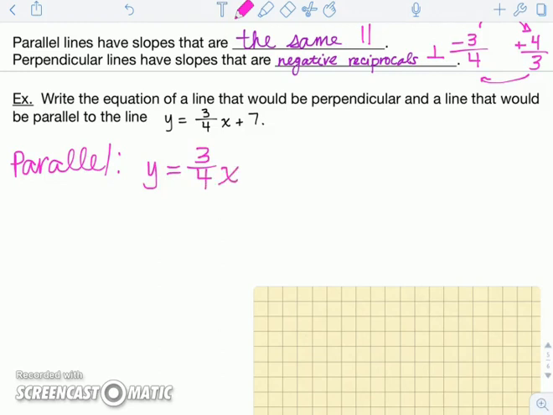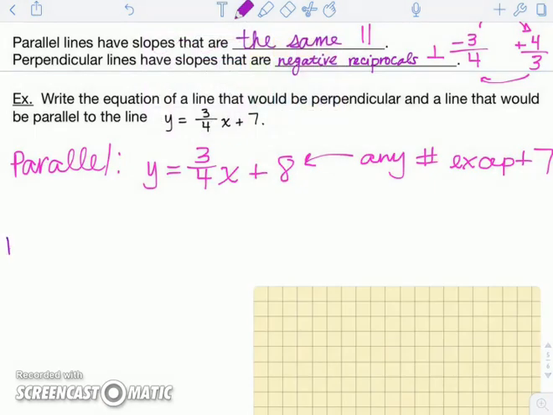because I know it has to be the same slope, and then I pick any number I want and put it here. So this could literally be any number except 7. Because then I'm talking about the same line. I want a different line that is parallel. All that's telling me is it's located somewhere else on the y-axis, but the slope is the same. They'll never meet. So I can put any number there.